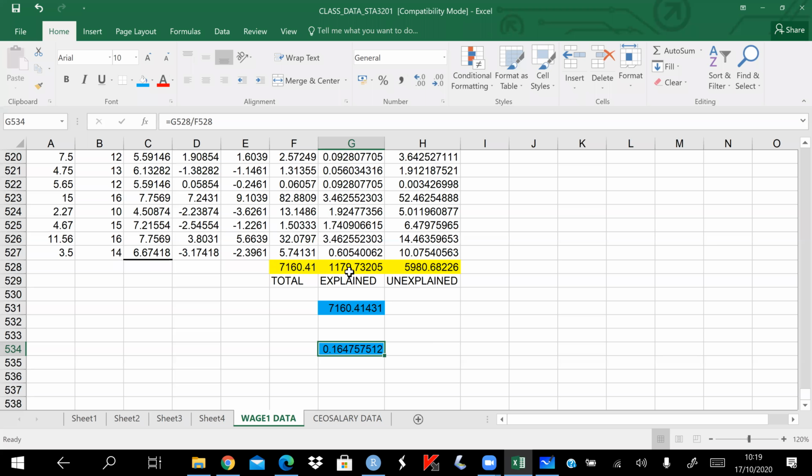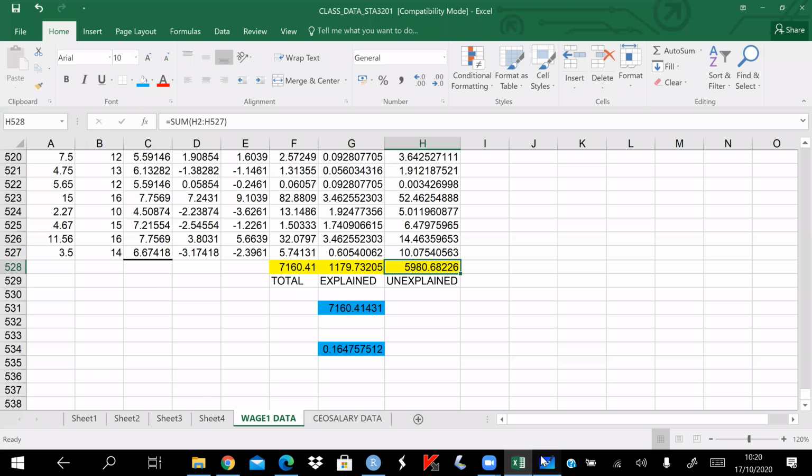So that means that the model that we are dealing with here explains around 16.5% of the variation in the Y variable, only 16.5%. So that means the remaining around 84%, or around 83%, is not explained by this model. So that is captured under this part here. The unexplained variation will be 1 minus R squared.